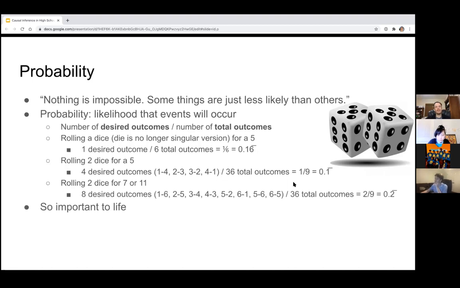And well, who can tell me why probabilities are important for life? It's how I learned Python. Probabilities are how you learn Python. Many things in life can be measured with probability. True.